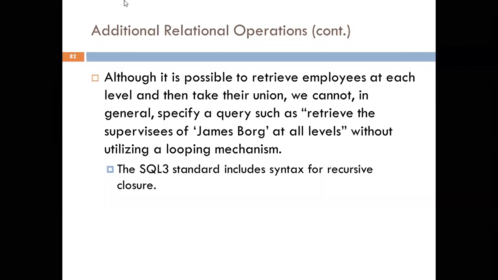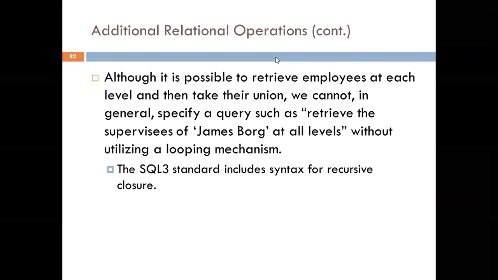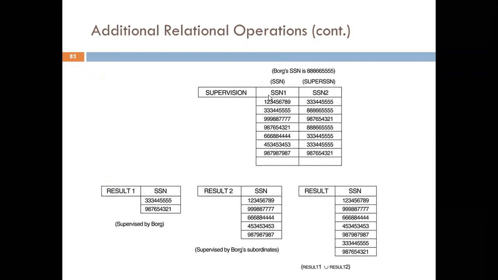Although it is possible to retrieve the employees at each level and then apply the union, we cannot in general specify a query such as retrieve the supervisees of some employee at all the levels without utilizing a looping mechanism. Here a looping mechanism is required because we don't know how many levels there are. SQL provides a syntax for recursive closure operations, whereas in relational algebra we cannot.